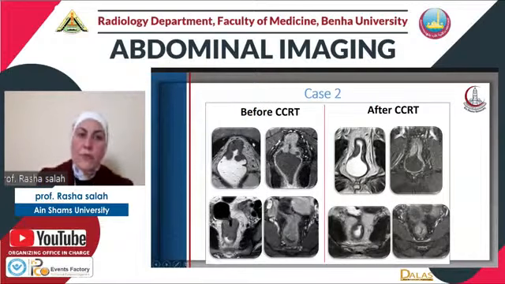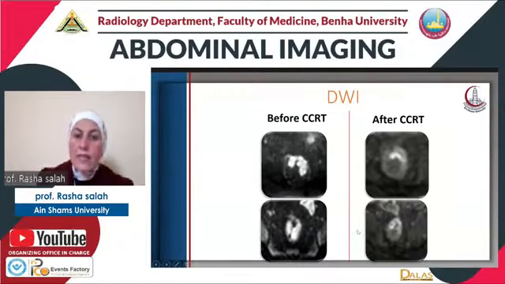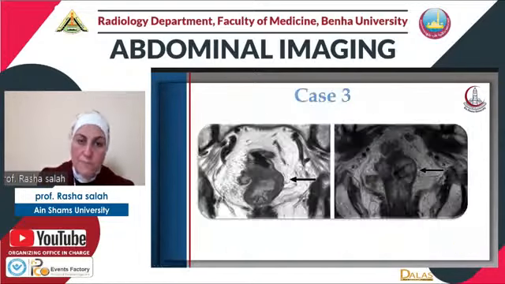This is another example before concurrent chemoradiotherapy, and after concurrent chemoradiotherapy, the tumor size is regressed over here in the coronal and on the axial images as well. And this is the assessment on the diffusion weighted image before and after treatment. We can see that the tumor is very cellular and shows significant restriction on the diffusion weighted image, and there is still residual mucosal restriction over here and over here, and this is a partial radiological response.